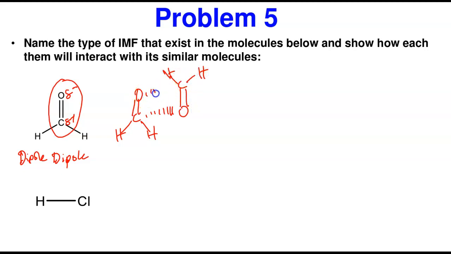And then this will interact with this. So this is partial negative, partial positive. This is partial positive and partial negative. And this is what we call a dipole-dipole interaction. The same thing happens here.